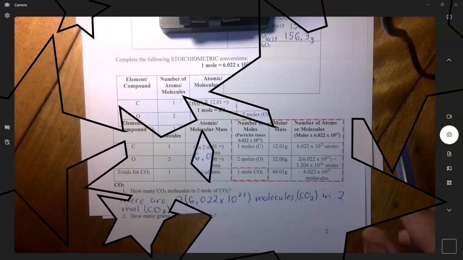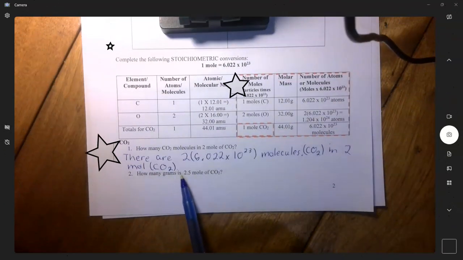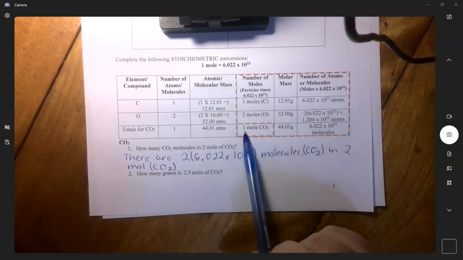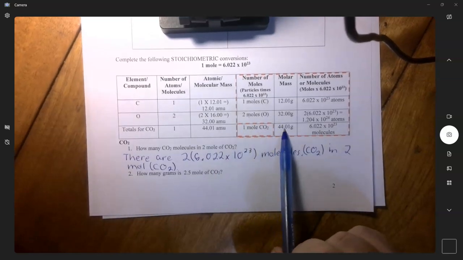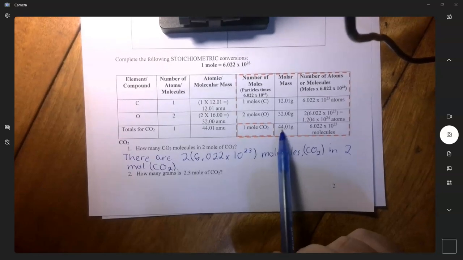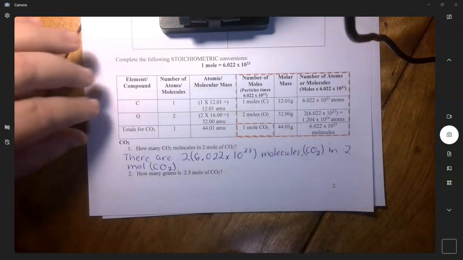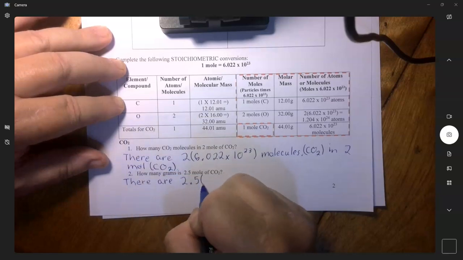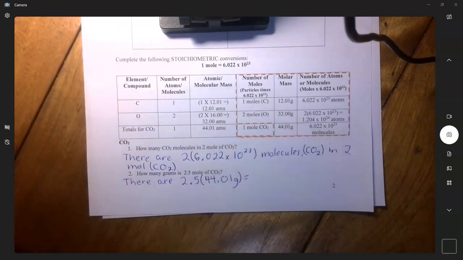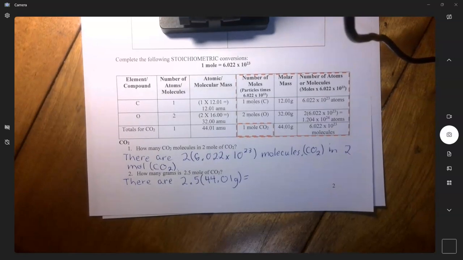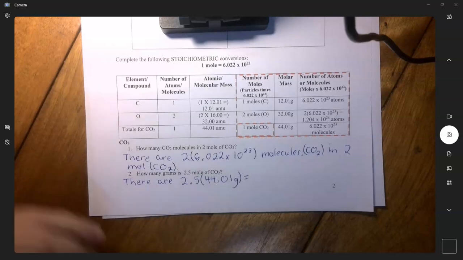Okay, let's go on to number 2. How many grams is 2.5 moles of CO2? Well, 1 mole of CO2 is 44.01 grams. So 2.5 moles of CO2 is going to be 2.5 times 44.01. So let's go ahead and write that out. And in this case, I do want you to multiply it out, the number. And that's going to give us 110.03.